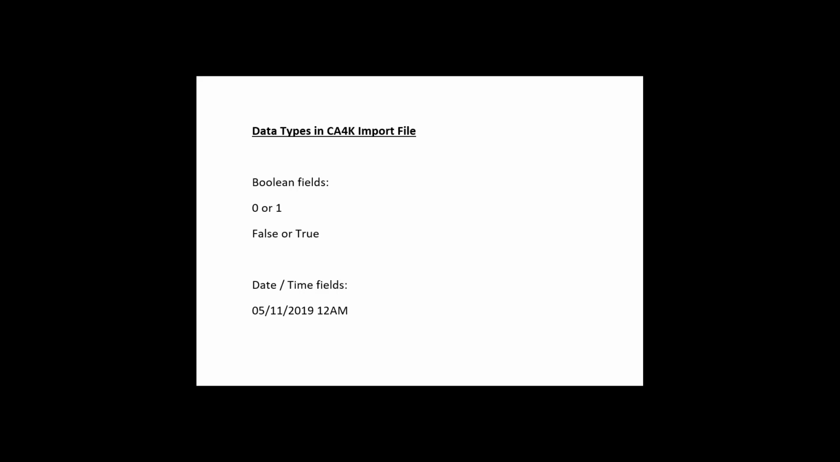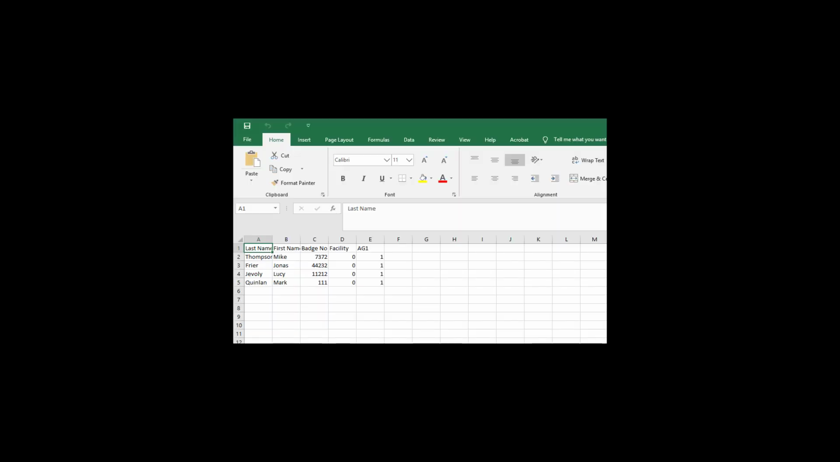Many fields in an import file are Boolean fields. The most common syntax for a Boolean field is a 0 or a 1. It can also be false or true. The next data type in the CA4K is date and time field. The syntax for the date-time field is displayed on the screen. In the CA4K, the time is only hourly and not minutes.